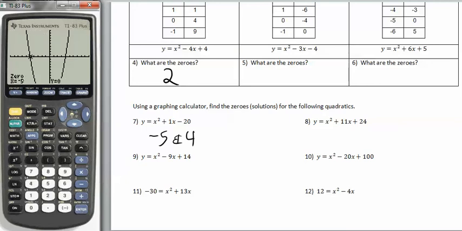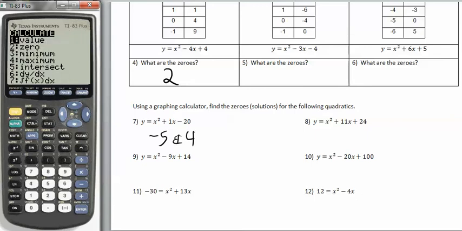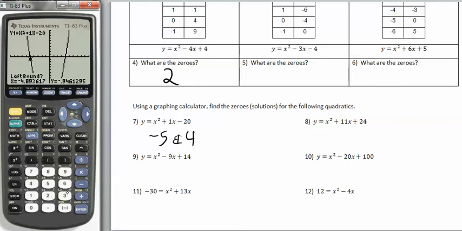And that gives me my 0, -5. And if I want to find the other one, I have to go second, calculate my 0, which is 2. Then I have to tell it a point over here and a point over here. So left bound, something to the left is 0. Something to the right is 10.